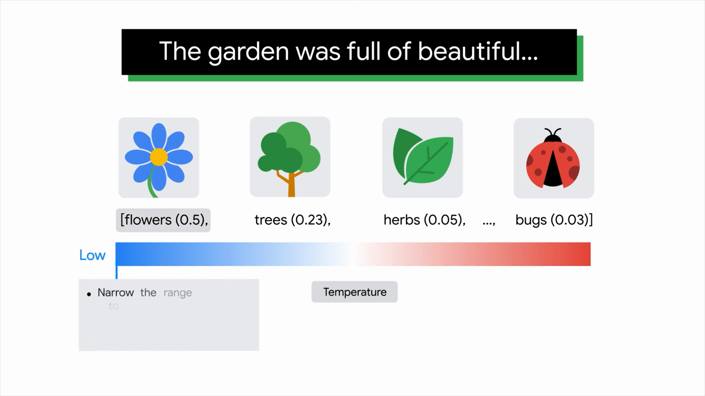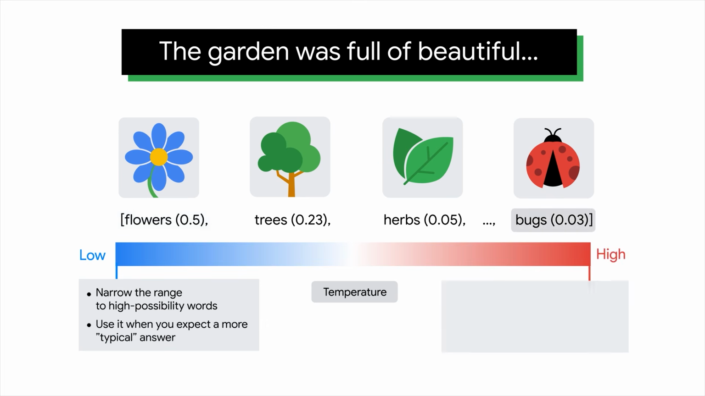Low temperature means to narrow the range of possible words to those that have high possibilities and are more typical. In this case, those are flowers and the other words that are located at the beginning of the list. This setting is generally better for tasks like questions and answers and summarization, where you expect a more typical answer with less variability.